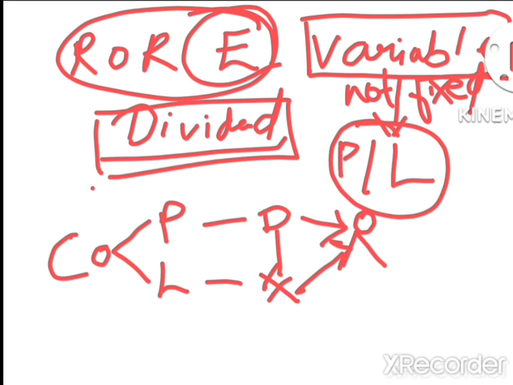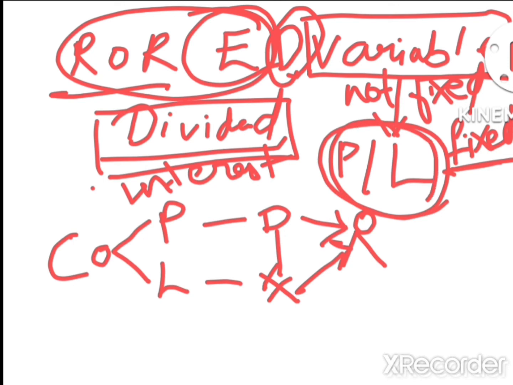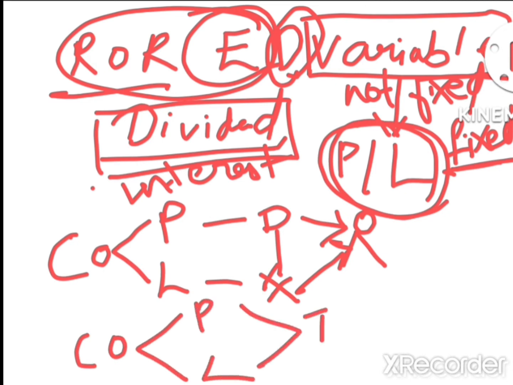And in case of debt, the rate of return is always fixed. In case of debt, the rate of return is always fixed. That means the interest does not depend on the profit or loss of the company. That means whether the company earns profit or incurs loss, it has to give interest to its investor, that is to the debenture holder. So this is your second point.